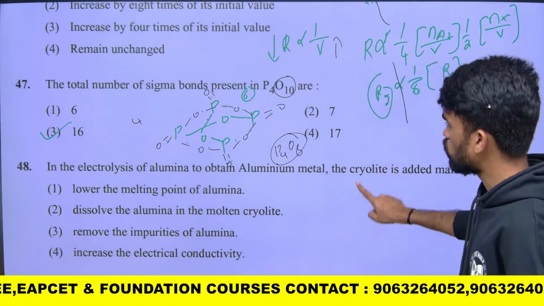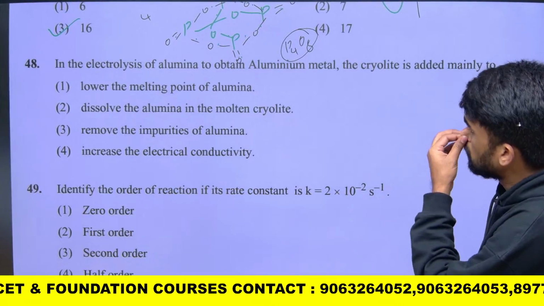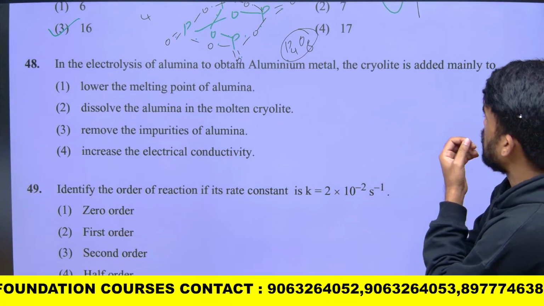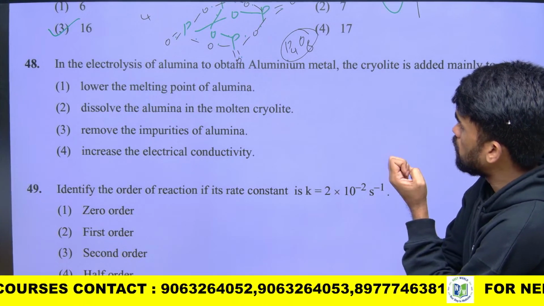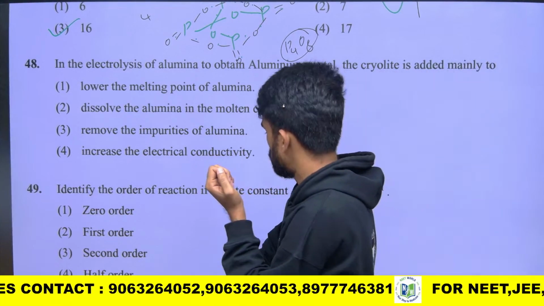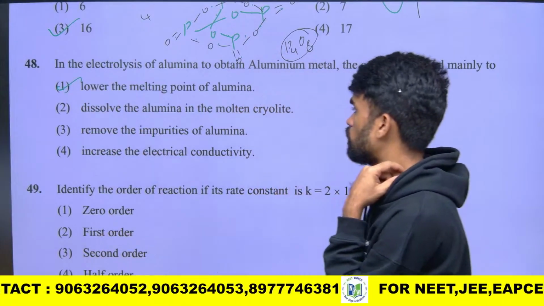Now during the electrolysis of alumina to obtain aluminium metal, cryolite is added. So why is it added? To lower its melting point, the melting point of alumina.